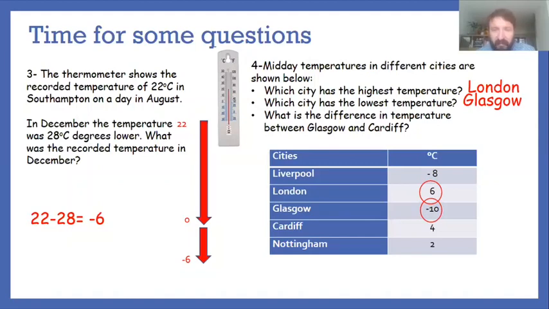And then finally, what is the difference in temperature between Glasgow and Cardiff? Here we go. So Cardiff is 4 degrees and Glasgow is -10. Again, we're going to count down from 4 to 0 and then 0 to -10, which would give us 14 degrees difference. So that would be the difference in temperature.